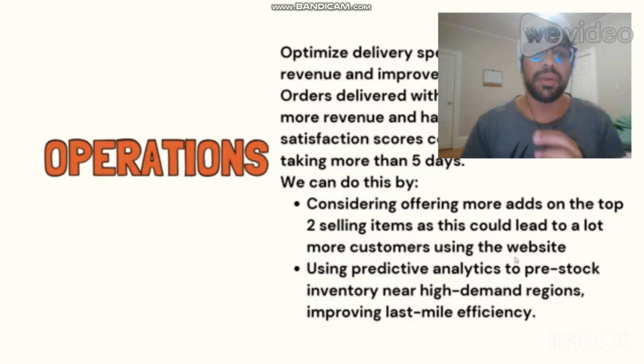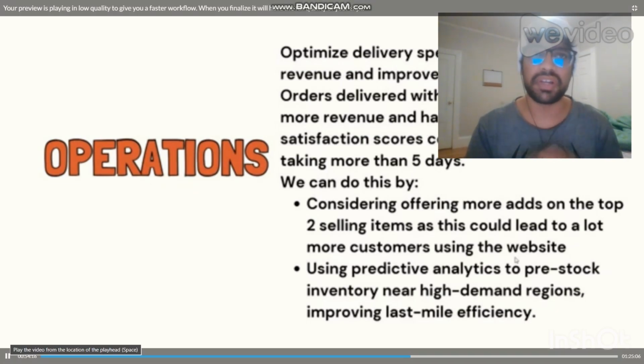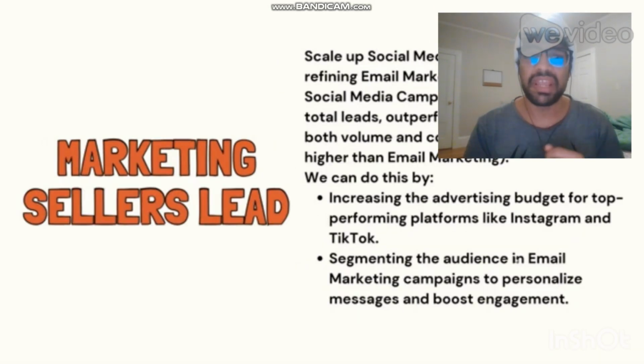Next, on the operations front, we can focus on optimizing the delivery speed to drive higher revenue. As we can see, orders delivered within 2 days generate 30% more revenue. We can do this by considering offering more than two selling items and focusing on increasing the product base. And we can also focus on predictive analytics to pre-stock inventory near high demand regions and seasons.